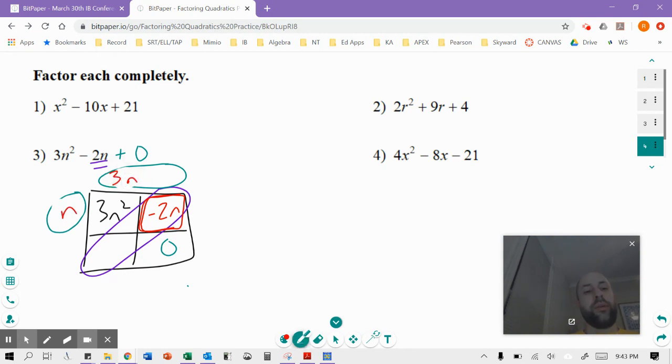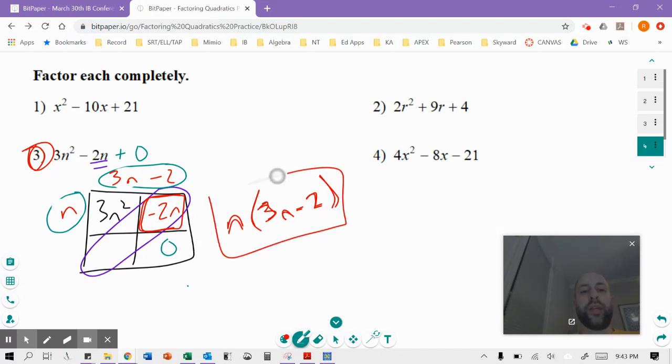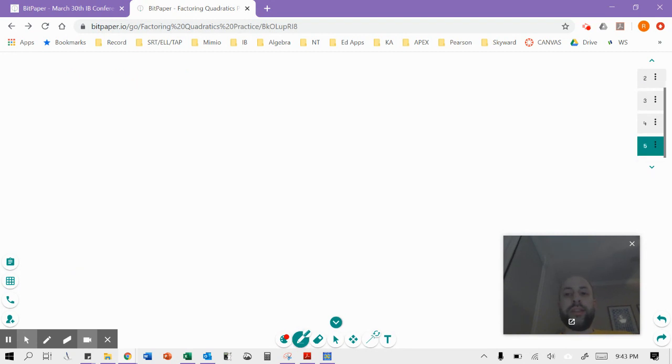And then think about what am I missing here? Well, it's -2. So really, number 3 wasn't a great one to give you guys. It really ended up just being a greatest common factor of n. And then, so that would have been your final answer. So at this point, you can go ahead and check your answers on the next slides.